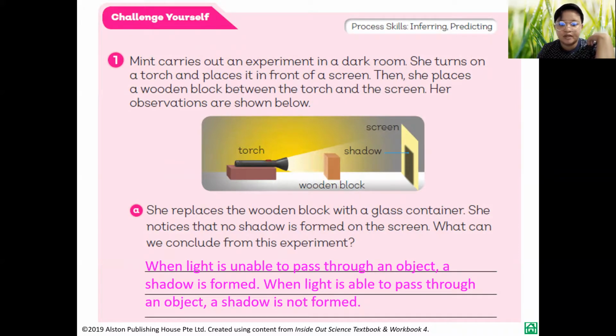Why? When light is unable to pass through an object, you can form a shadow. But when light can penetrate the object, then there will be no shadow formed. So that is the conclusion from this experiment.